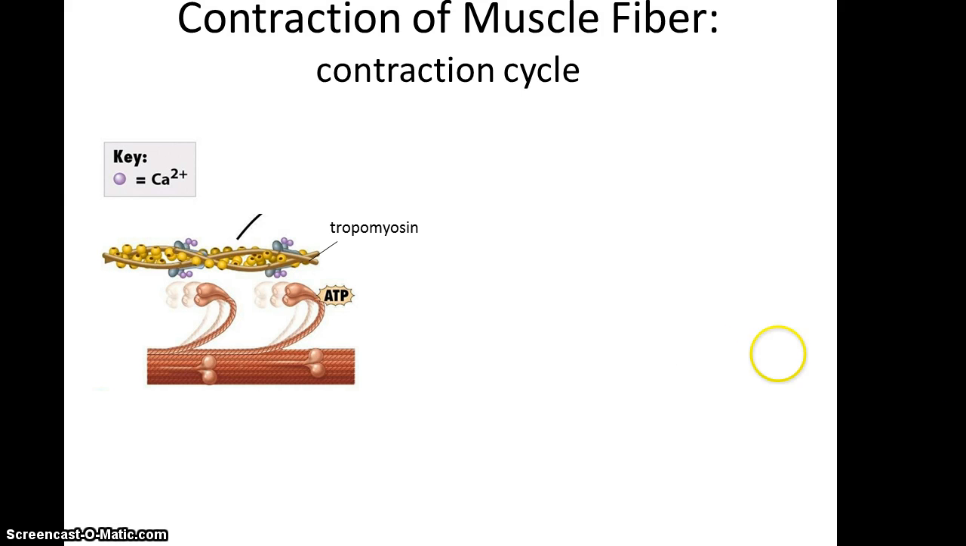So here we have a state where myosin in the thick filament is bound to ATP, the energy currency of the cell. And on the thin filament, the calcium ions are bound to troponin, thereby causing it to force tropomyosin to shift out of position. So now the myosin binding sites on the actin are open and ready to be bound to.